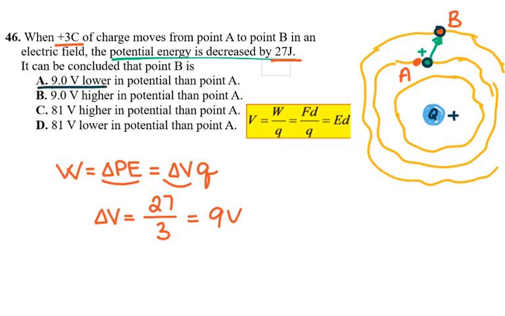positive charge goes from point A to point B, the voltage is lower the farther away it goes, then the answer is A. So when the 3 coulomb charge goes from point A to point B, it loses potential energy of 27, and the difference between the equipotential line where A was and B is 9 volts, the one that we just calculated. In other words, equipotential line A is 9 volts higher than equipotential line B.